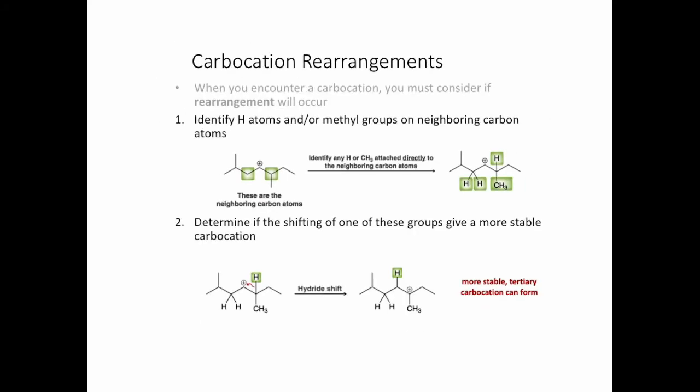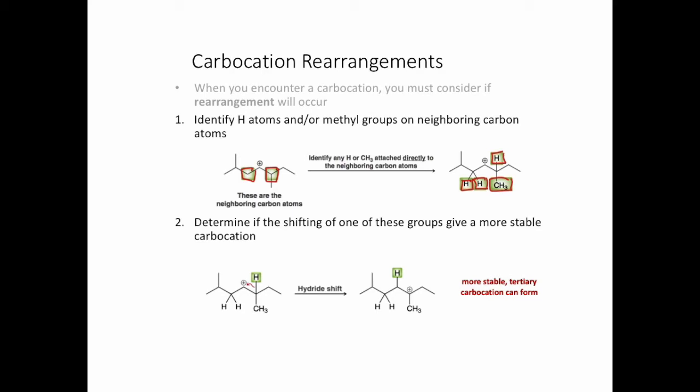So to determine this, you start by identifying the hydrogen atoms and/or the methyl groups on neighboring carbon atoms. So here are the neighboring carbon atoms to that carbocation. And this carbon has 2 H's, the carbon on the right has an H and a methyl. So those are the things that could be shifted if that shift will result in a more stable carbocation.